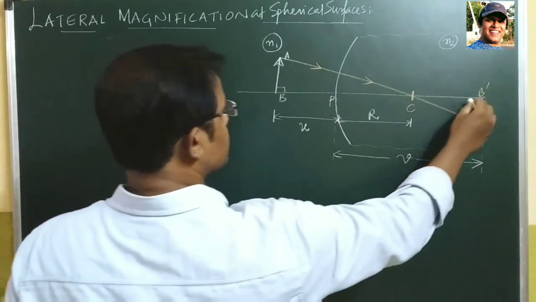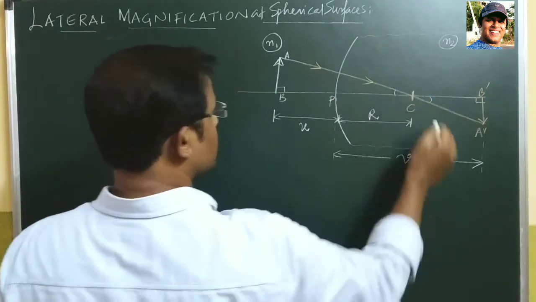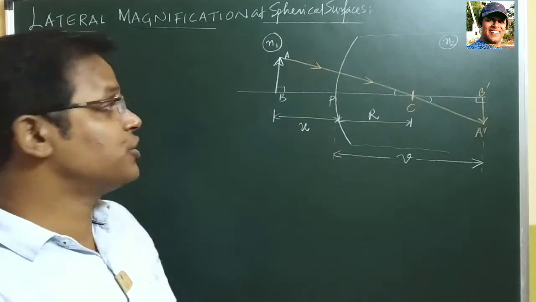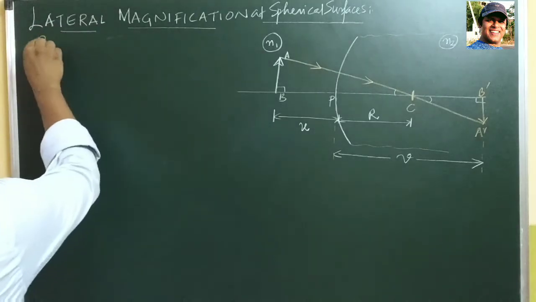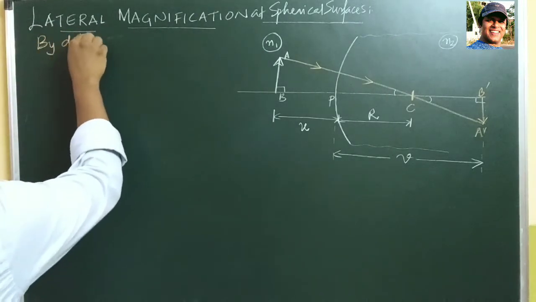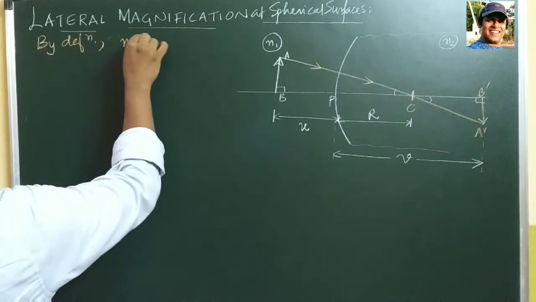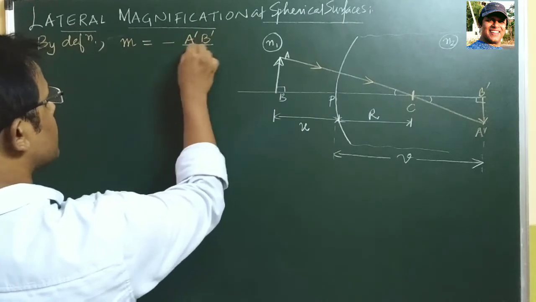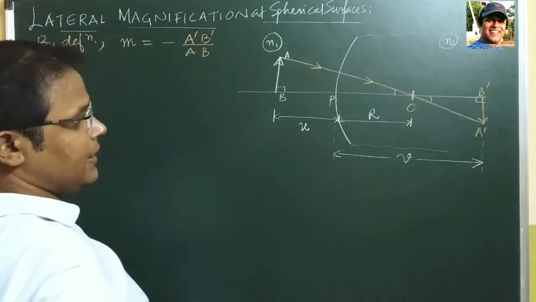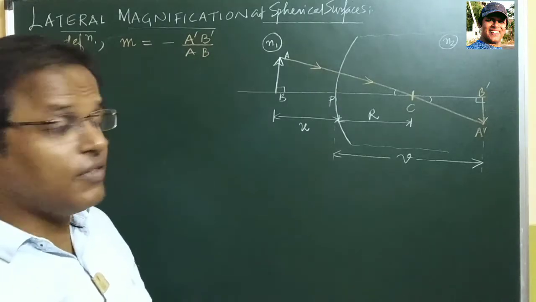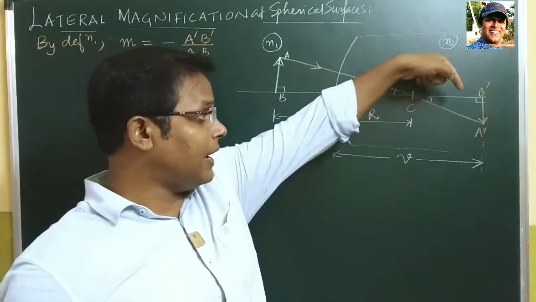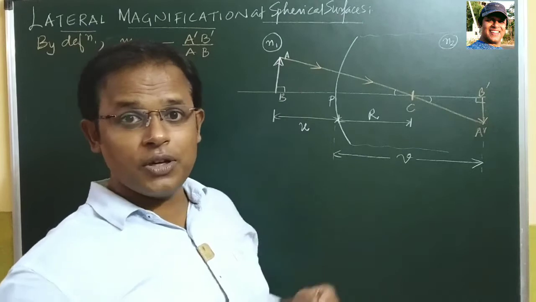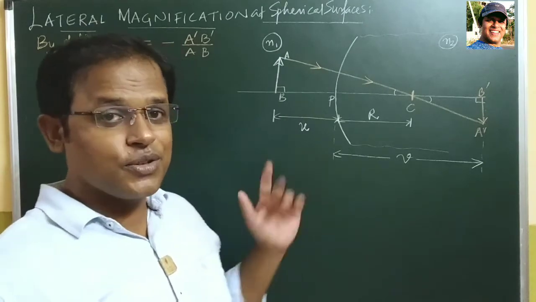This is your 90 degrees, this is your 90 degrees. These two angles are absolutely equal to each other. So those two triangles, what you can see, are definitely similar to each other. So by definition, we know that magnification can be written as the negative of A dash B dash by AB. Why negative? Because that is your sign convention. Any distance measured perpendicular and below the principal axis is minus. That's your negative y-axis. Anything above the principal axis is your positive y. So there's a positive sign.